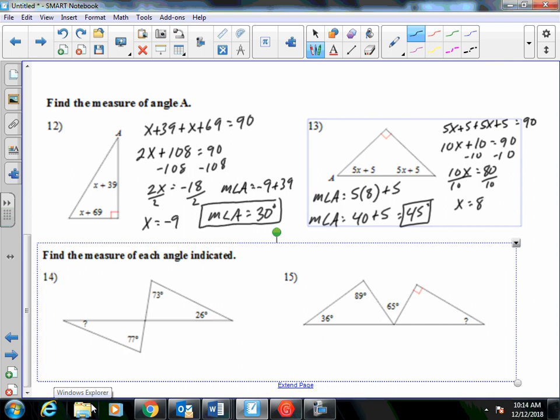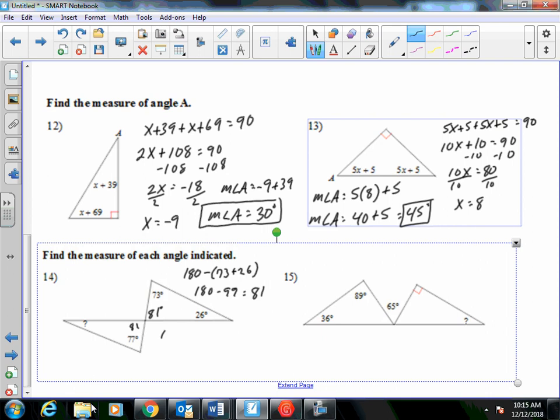So 180 subtracting 73 plus 26, or 180 subtracting 99 will equal 81. So my angle right there is 81 degrees, which means that its vertical angle is also 81.